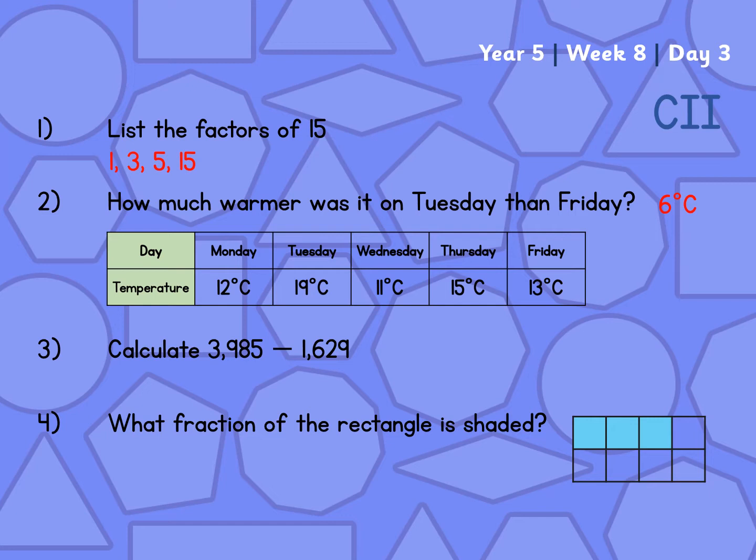Calculate 3,985, subtract 1,629. The answer was 2,356. What fraction of the rectangle is shaded? So on the denominator is how many parts altogether in the whole, and the shaded part is shown in the numerator position. So your answer is 3/8. You can always ask yourself, can this fraction be simplified? The answer is no in this case, as both the numerator and the denominator do not share a common multiple where they can be divided by.